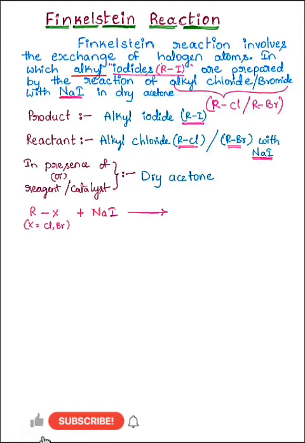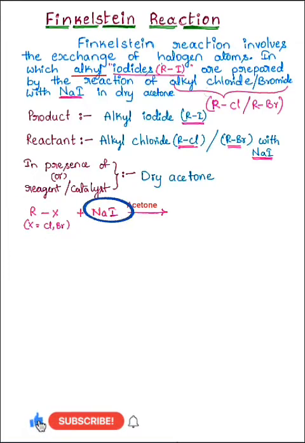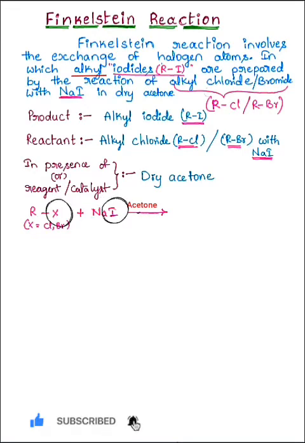Now let's write the basic equation for this reaction. RX, this is alkyl halide. Here R represents the alkyl group and X represents the halogen. In the place of X, we can write chlorine or bromine. This alkyl halide is going to react with sodium iodide, and in this sodium iodide we also have one halogen, that is iodine. So now we have a total of 2 halogen atoms on the reactant side. These 2 halogens are going to participate in an exchanging process.